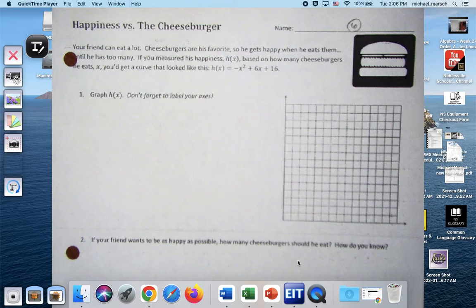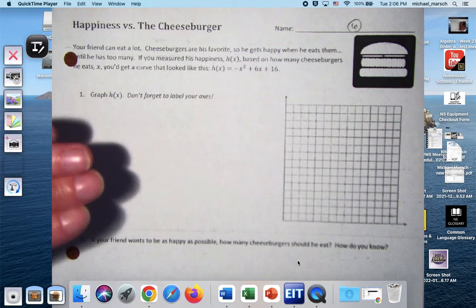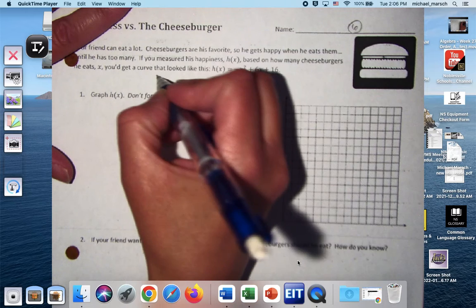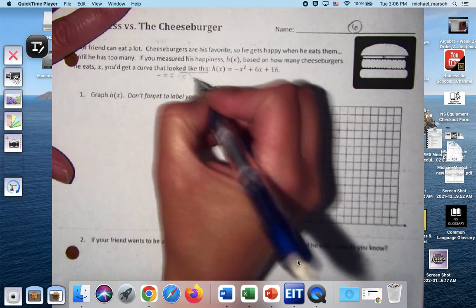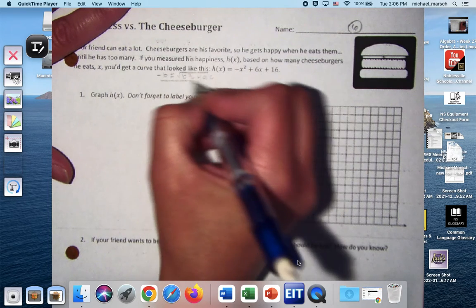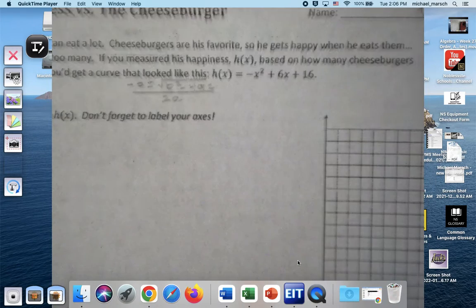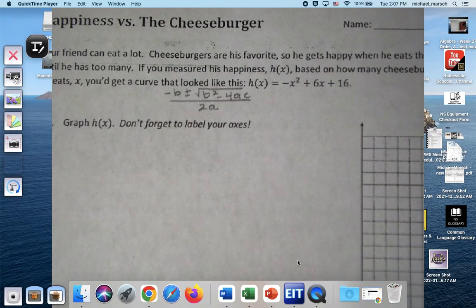So we're going to work through this. We have this function here that represents when he's getting happy and then quickly becomes no longer happy. Okay, so we're going to go ahead and remind ourselves what the quadratic formula is. Opposite b plus or minus the square root, b squared minus 4ac, all over 2a. Right? So we've got the quadratic formula there.